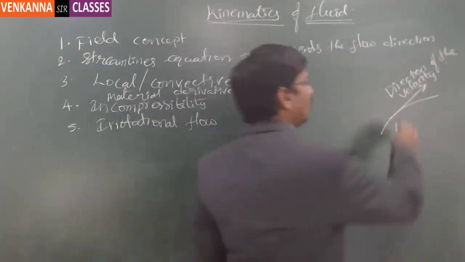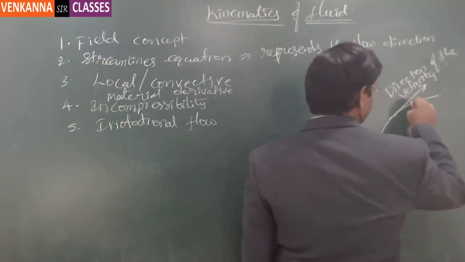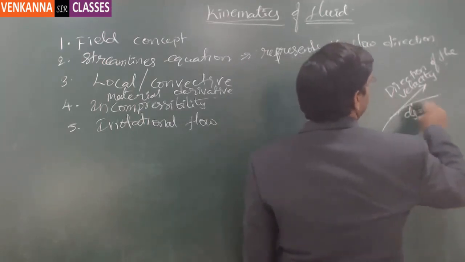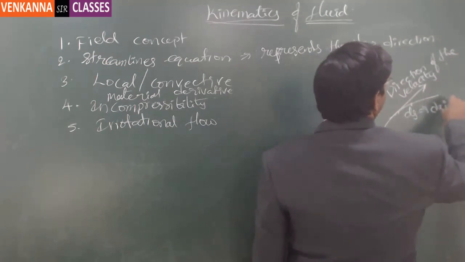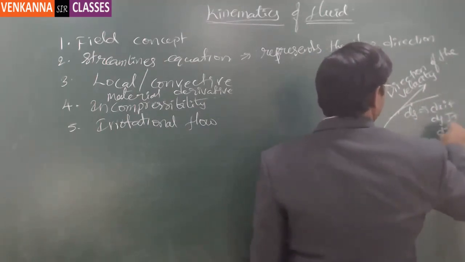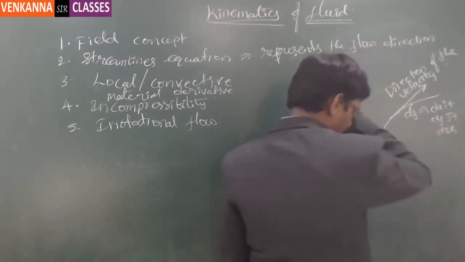And then on this line, if you take it, this is ds, which is nothing but dx into i plus dy into j plus dz into k. So this is the elemental change in the space.